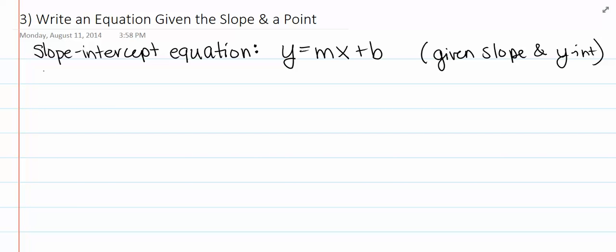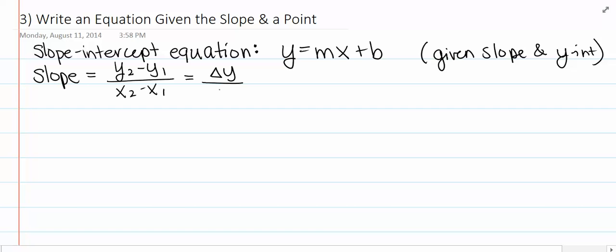Sometimes we have to know how to find the slope, so we've talked about different ways to find our slope. We know that it's y2 minus y1 over x2 minus x1, and we also know it's the change in y over the change in x, or rise over run.